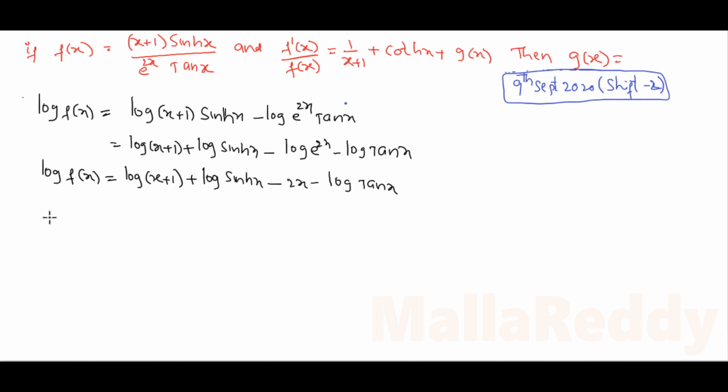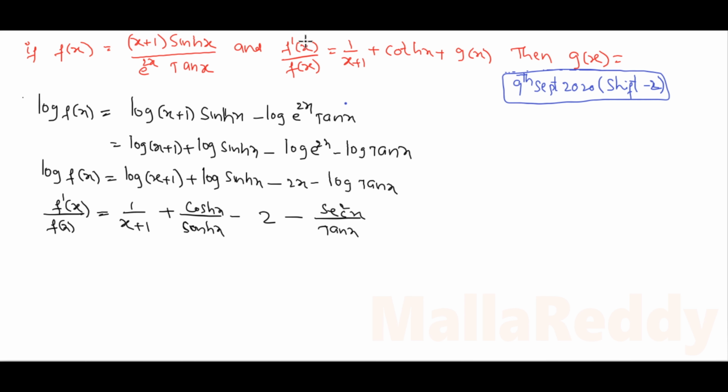Log f of x derivation is 1 by f of x into derivative of f of x, that is f dash x. Log x plus 1 derivation is 1 by x plus 1, plus log sin hx derivation, that is 1 by sin hx into sin hx derivation cos hx, minus 2x derivation 2, minus log tan x derivation, that is 1 by tan x into tan x derivation is secant square x.